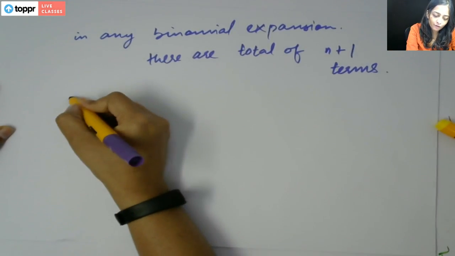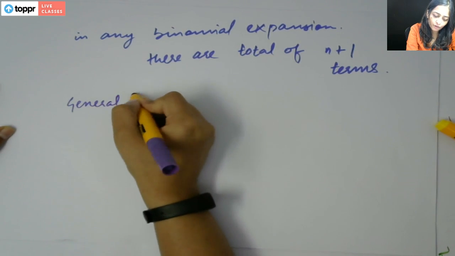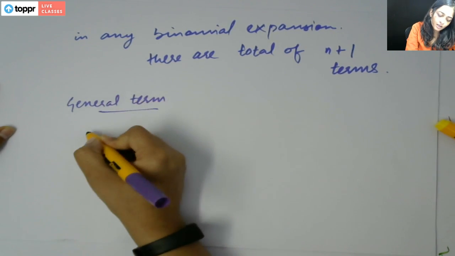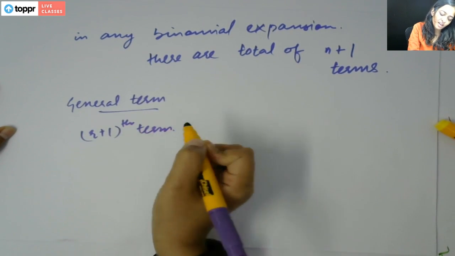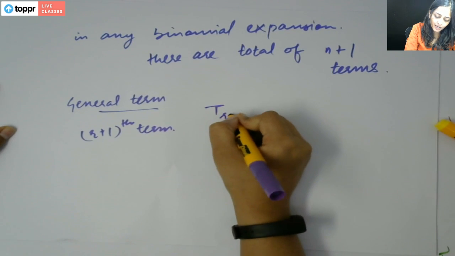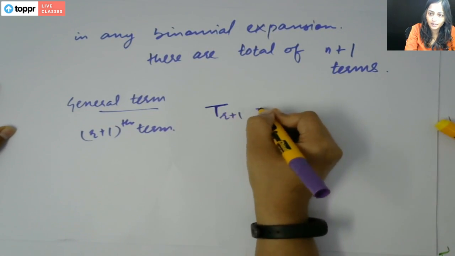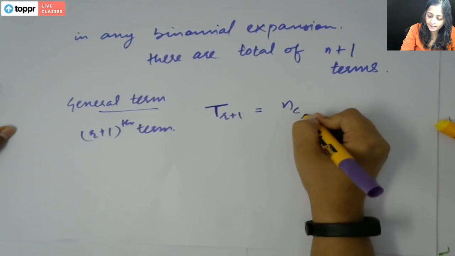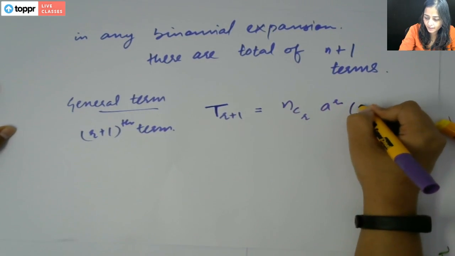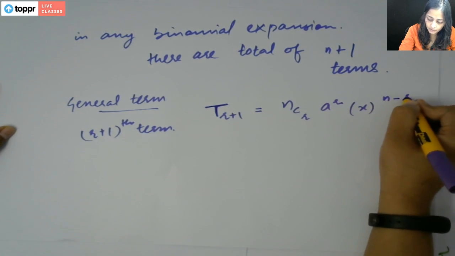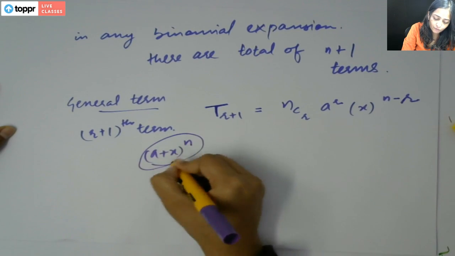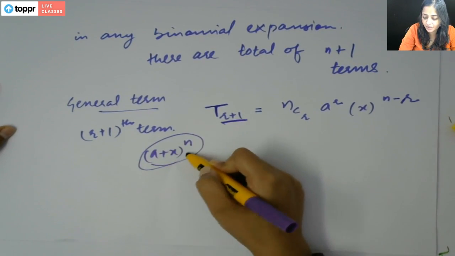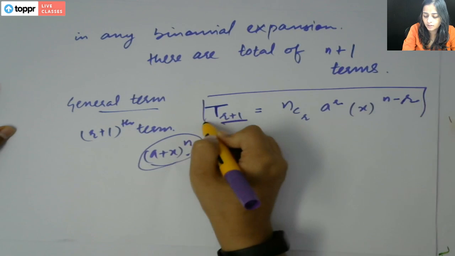Now, if you have to find any general term, like if you want to find the (r+1)th term of the expansion, then we have a formula for it. The term T(r+1), where T denotes the term, can be found as nCr a^r x^(n-r). So if you are expanding (a + x)^n and you have to find the (r+1)th term of this expansion, you can use this formula.